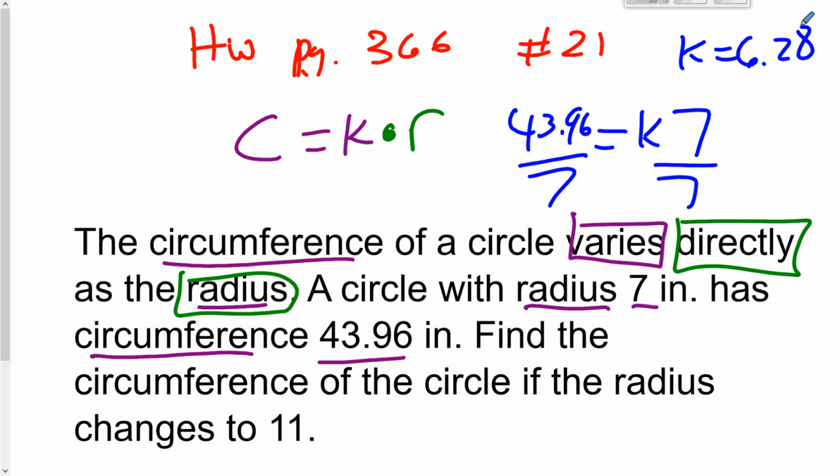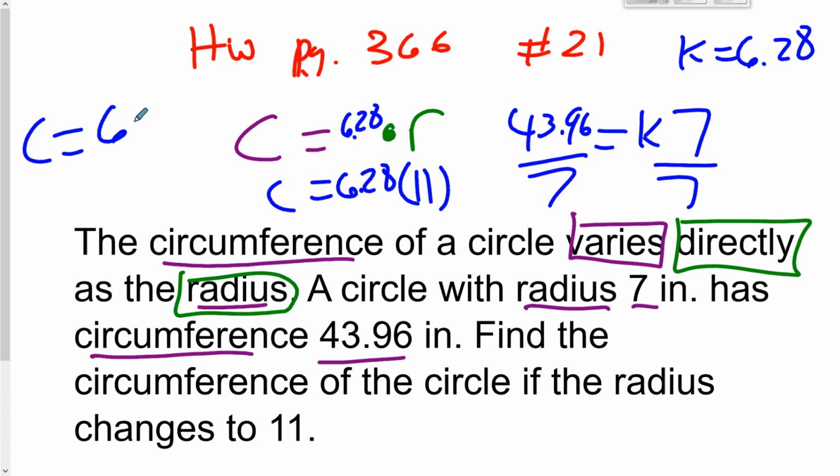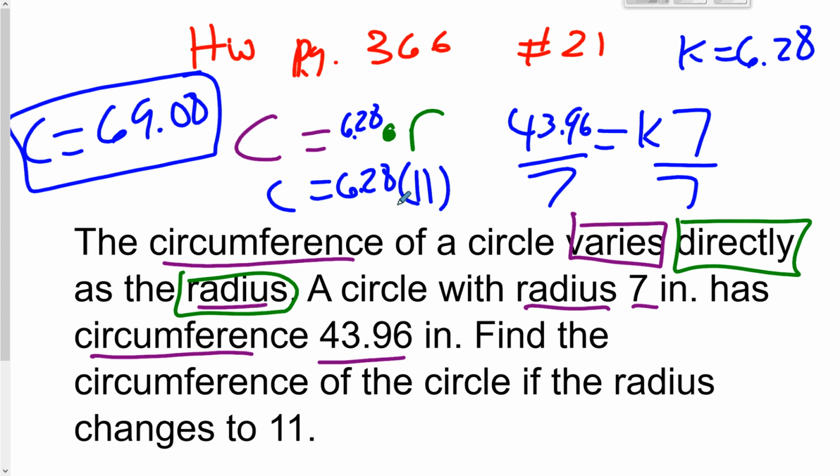So now we can enter that into our first equation. We can delete our k and write our 6.28 there. And now we can find any circumference given any radius. Well, they want to know when the radius is 11. So let's multiply 6.28 by 11, and we get the circumference is equal to 69.08. So there's our circumference if our radius is 11.